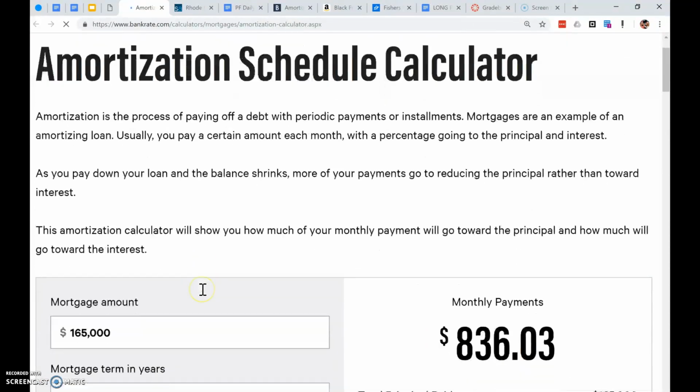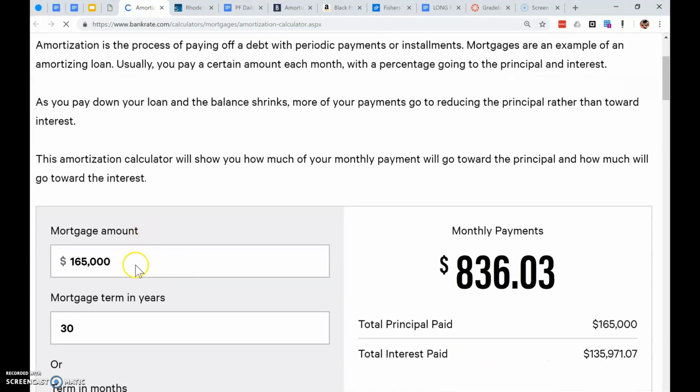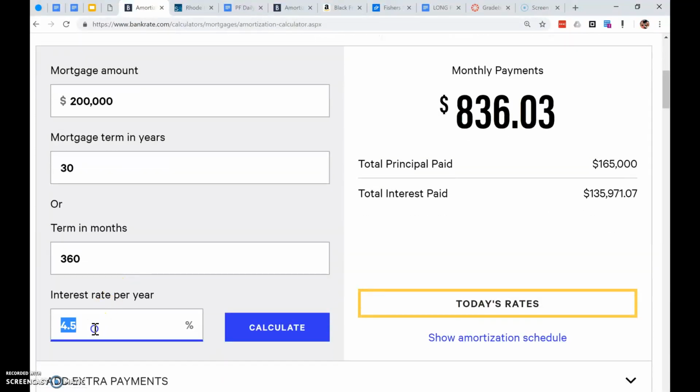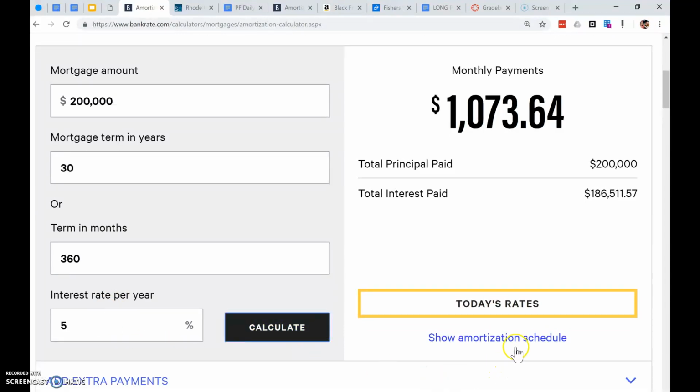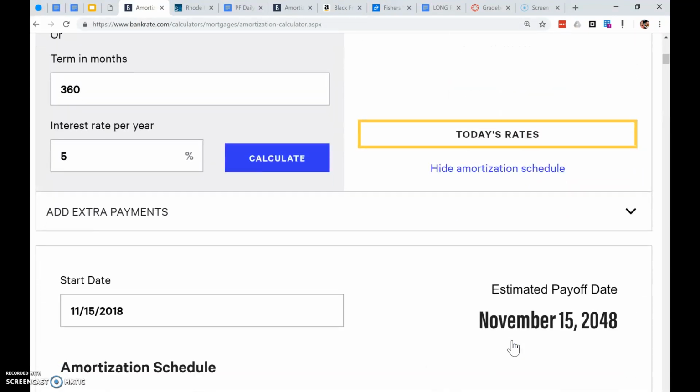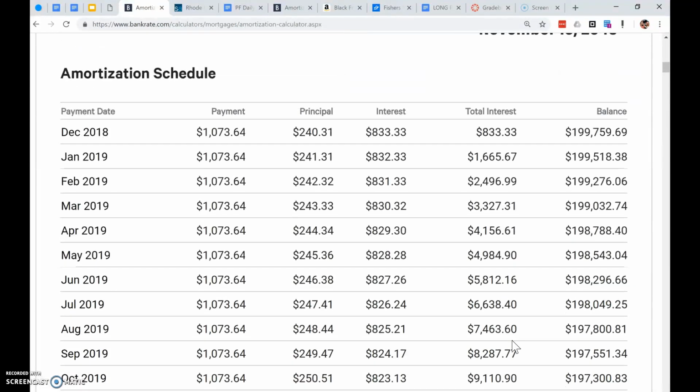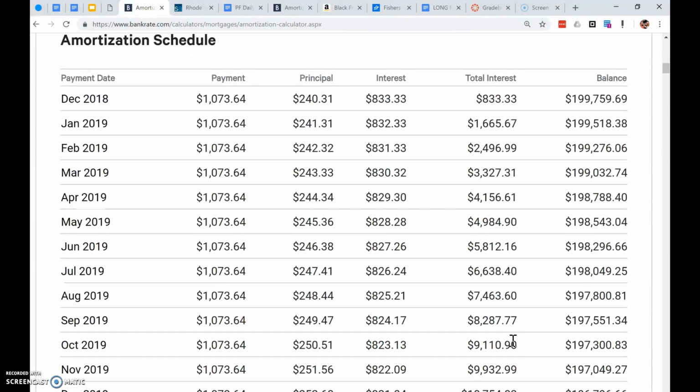So yesterday we used this same calculator. So let's go ahead and put our $200,000 as our example. 30-year mortgage. We said 5% interest yesterday. Let's calculate it. You can show your schedule. And when you show the schedule, it will show you how much of each payment each month for 30 years goes towards principal and interest.